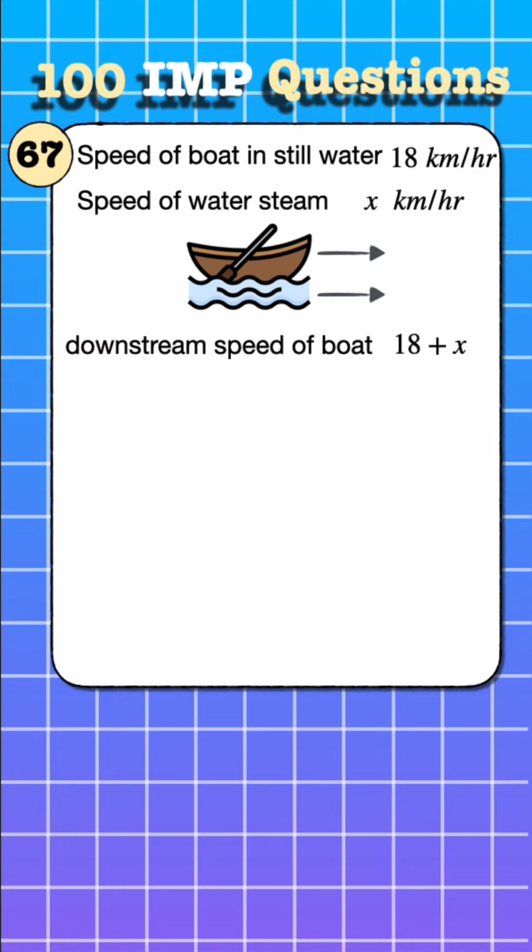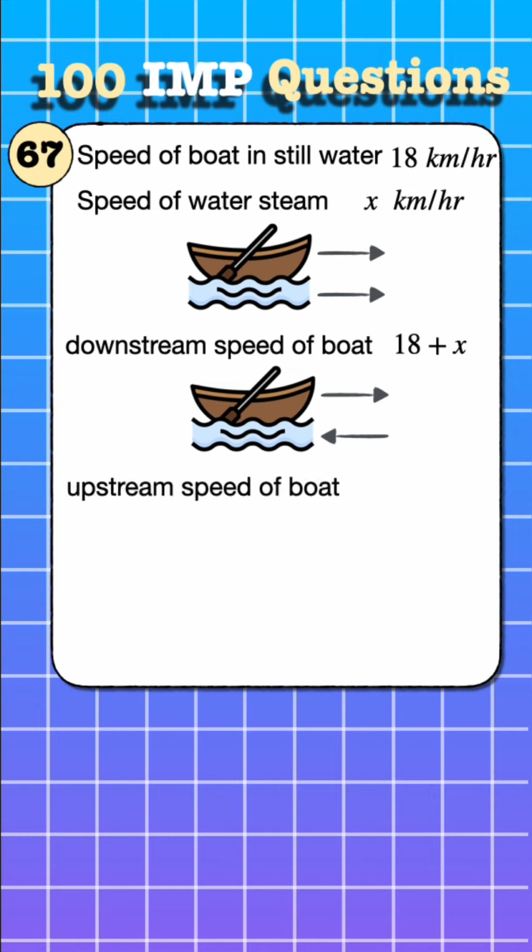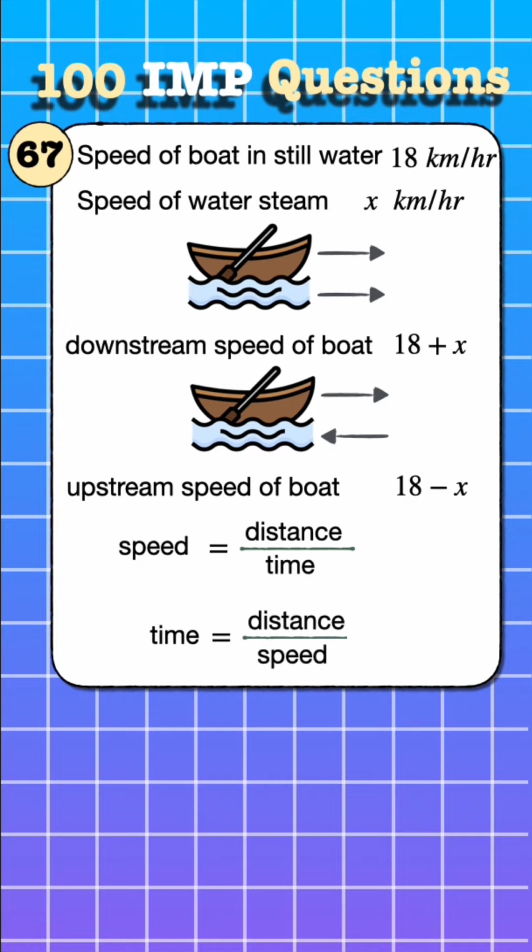The opposite will happen in the upstream. Their speeds are in opposite directions, so we have to take the difference. So upstream speed will be 18 minus x. Then speed is equal to distance upon time, and that's why time is equal to distance upon speed.